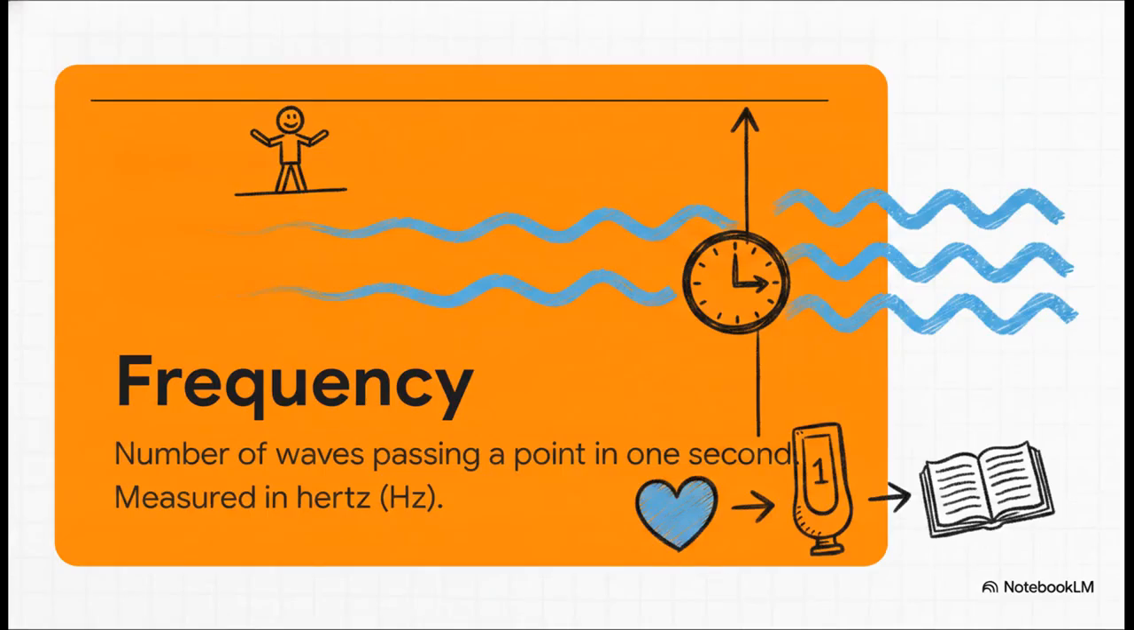And that brings us to frequency. If you were to just stand still and count exactly how many waves pass you by in a single second, you'd be measuring the frequency. It's a vital metric for speed and timing. Now, because saying waves per second can get a little wordy, scientists use a specific unit of measurement for this, called hertz, abbreviated as Hz. So if 10 waves pass a point in 1 second, boom, that wave has a frequency of 10 hertz.